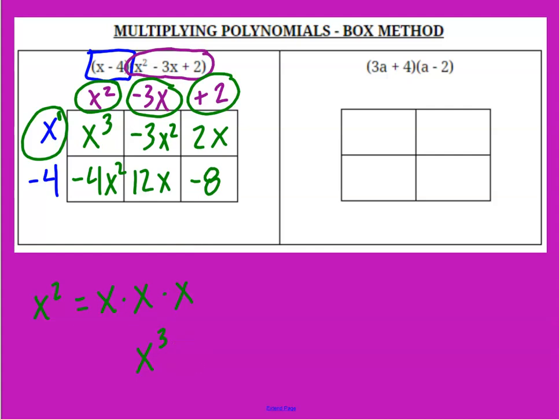Now we can't just leave it in the box, we have to simplify it. We do need to add up our like terms. So, like terms, again, are things with the same variable and the same power.